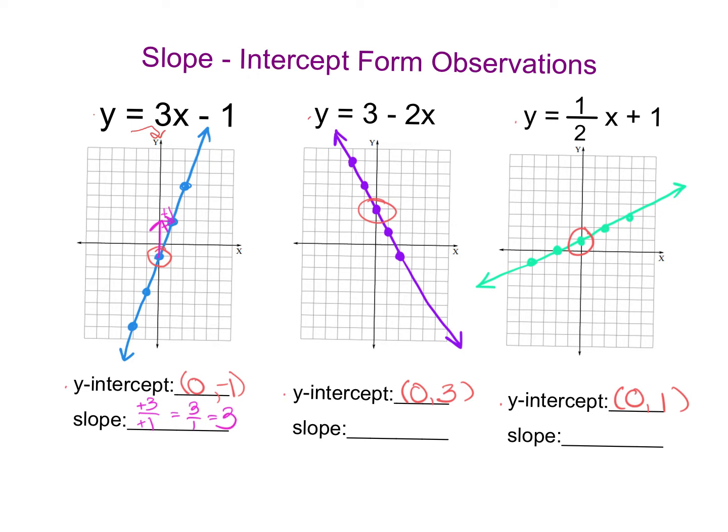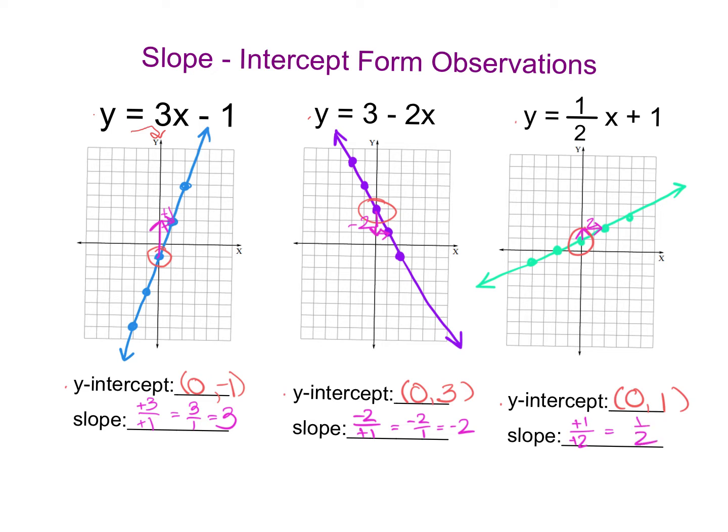Then for the second graph here, I'm going to go down 1, 2, so that's a rise of -2 over a run to the right of +1. So I have a slope of -2 over 1, or just -2. And then finally here, I have a slope that goes up 1, so it goes up +1 in the rise direction, and then it runs +2 in the run direction. So I have a slope of +1/2.